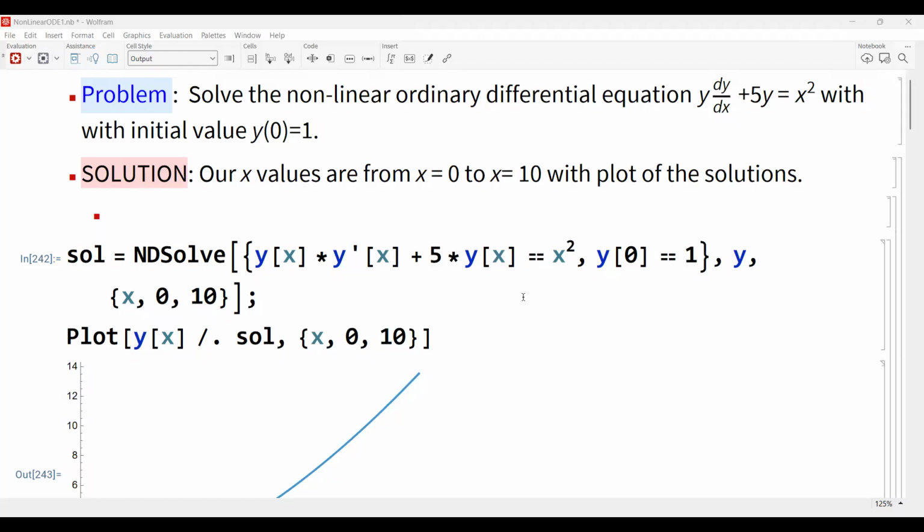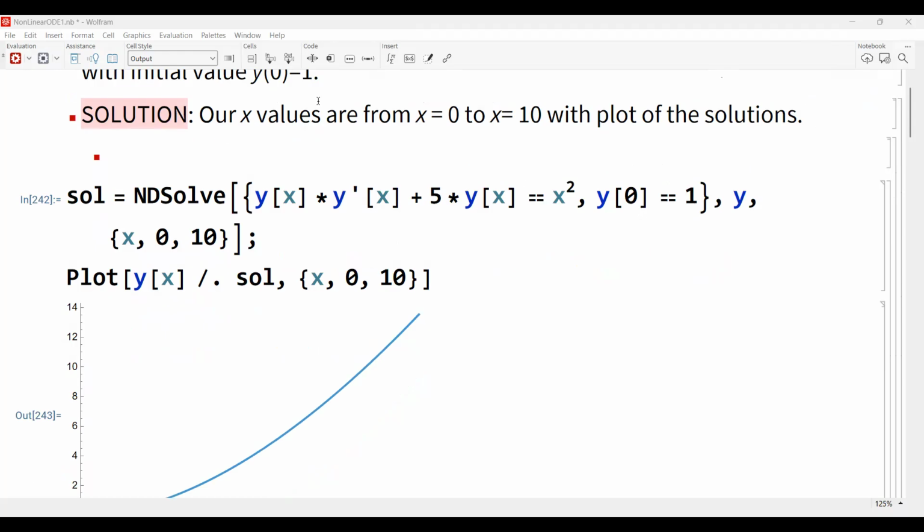Okay, let us solve the nonlinear ordinary differential equation y dy over dx plus 5y equal to x squared with initial value of y of 0 equal to 1. For our solutions, our x values are from x equal to 0 to x equal to 10 with plots of the solutions.